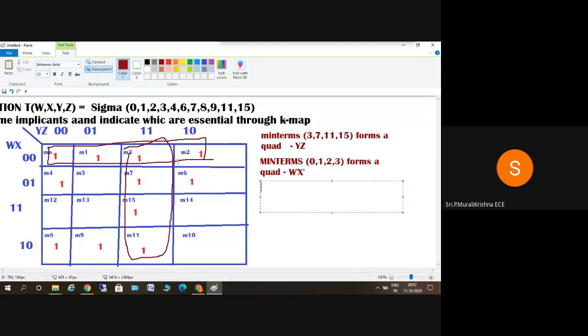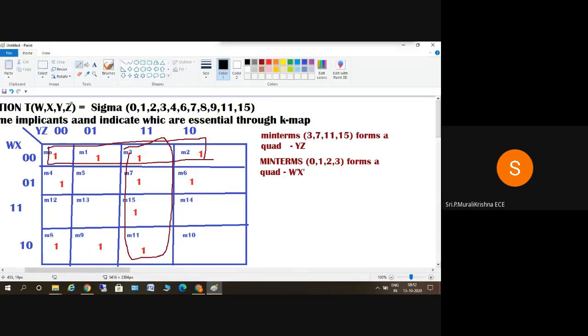Someone told me 3, 7, 2, 6, but rather than 3, 7, 2, 6, I prefer M0, M4, M2 and M6, because it is covering two uncovered minterms here, M4 as well. So I'll prefer this one. No problem? So I'll prefer this 2 and this 2, which will form a quad here.